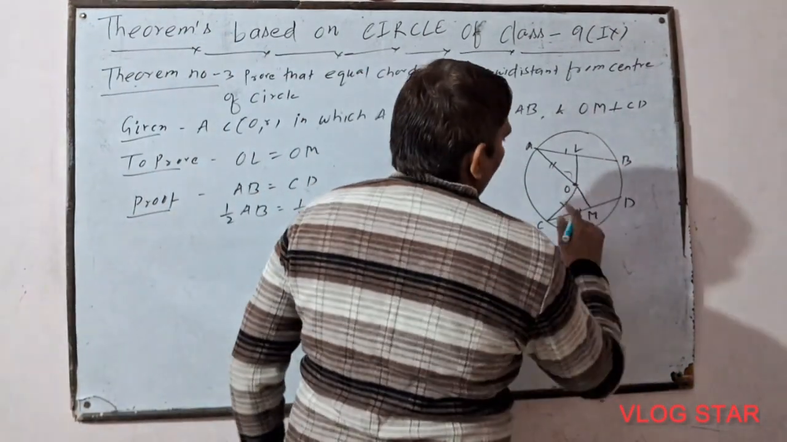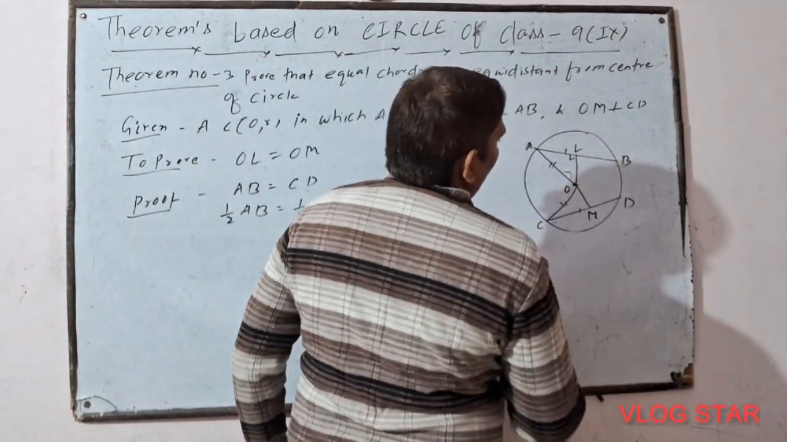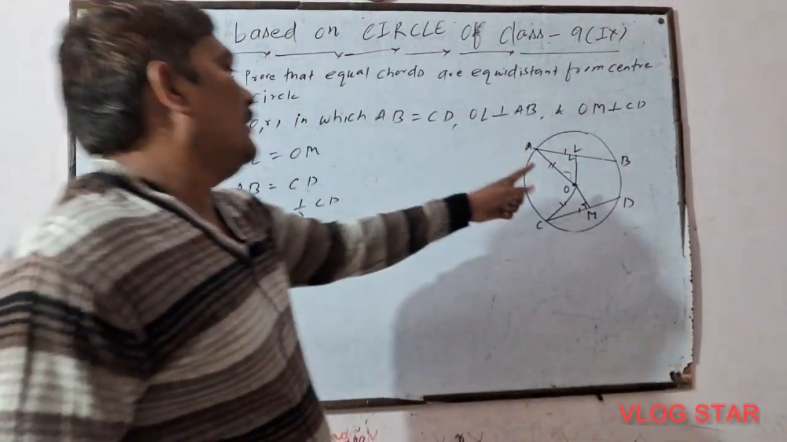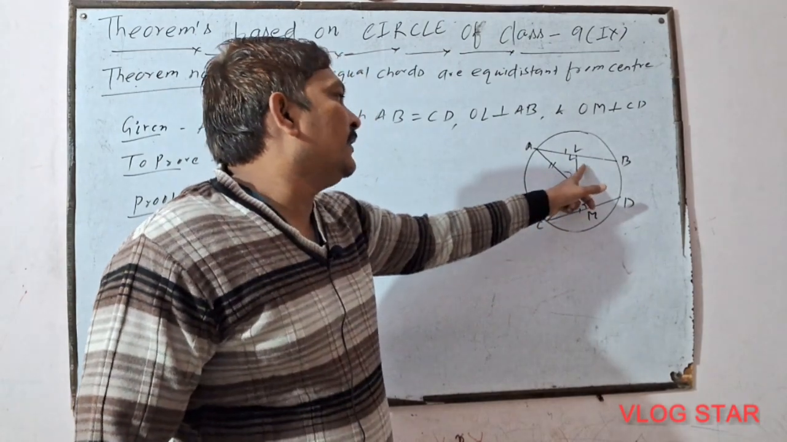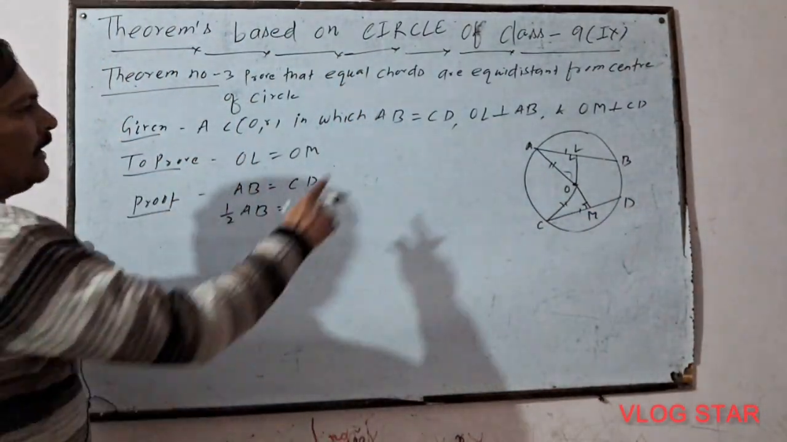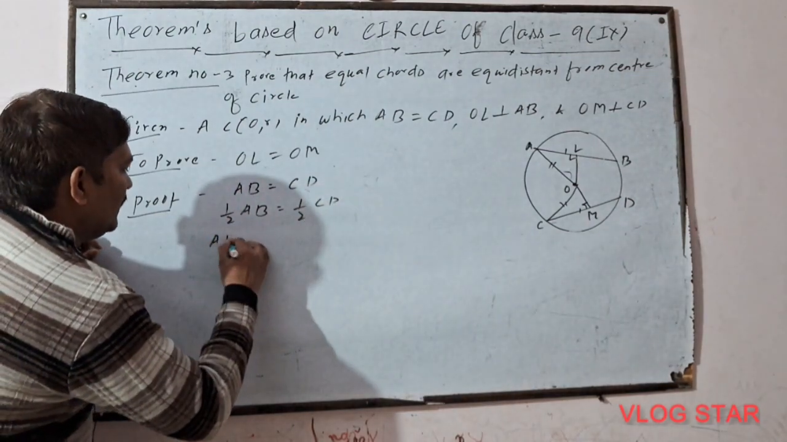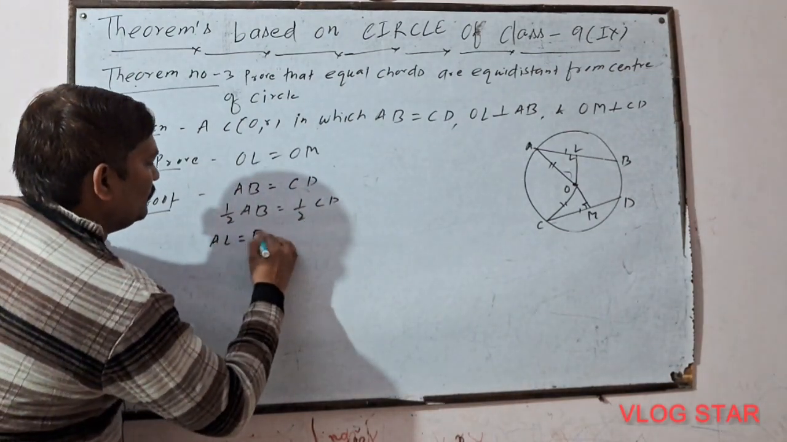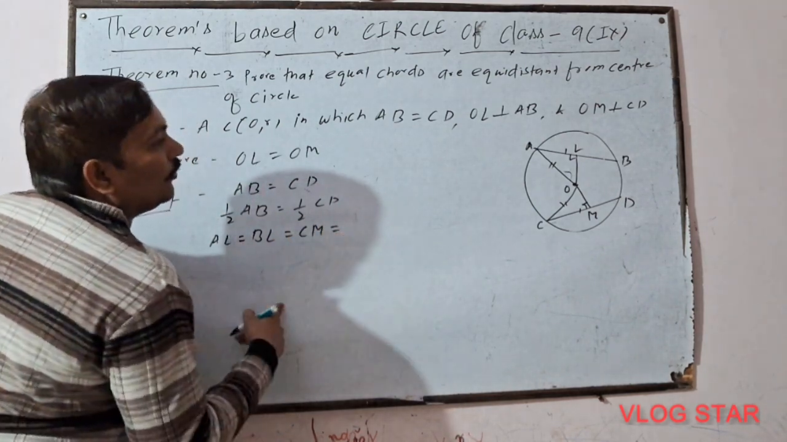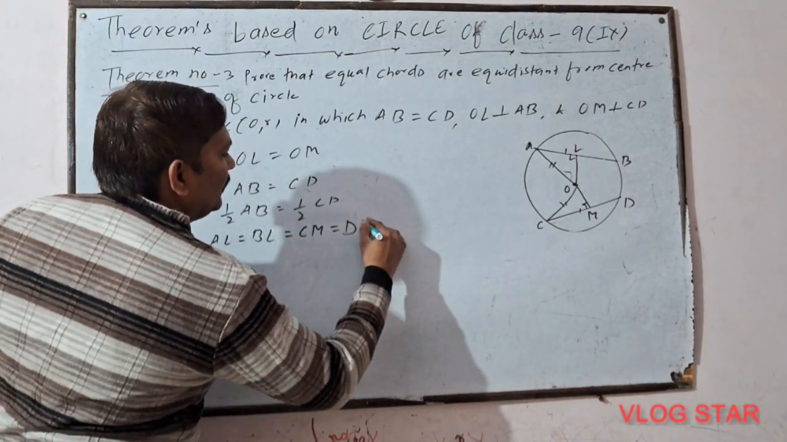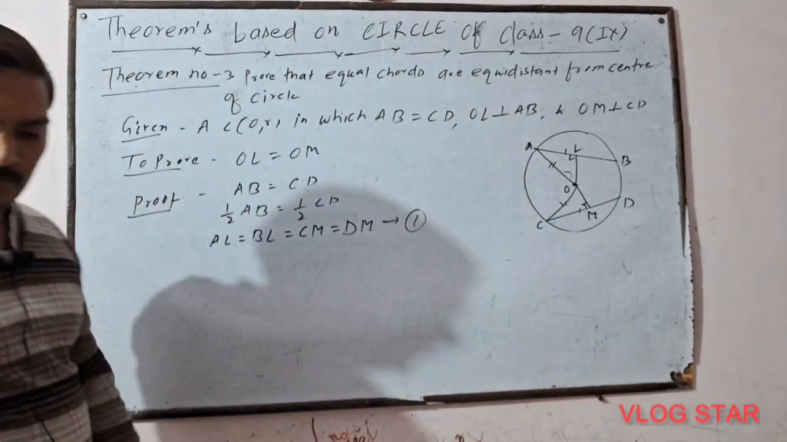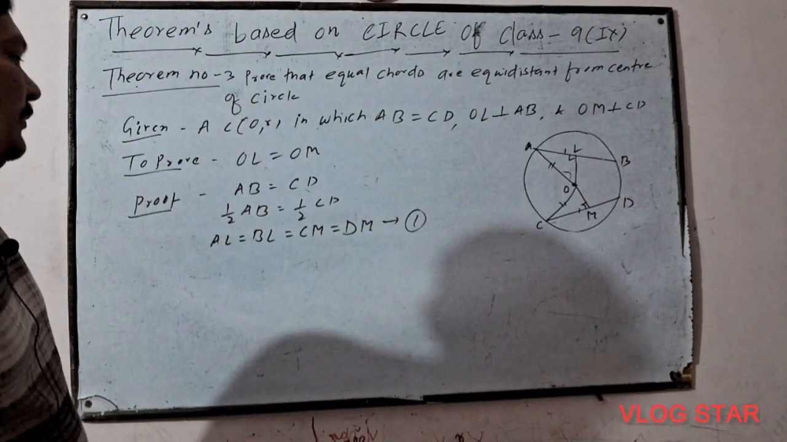Now see, OL is perpendicular to AB and OM is perpendicular to CD. Now perpendicular drawn from center to chord bisects the chord. Therefore we can write half of AB as AL equals BL equals half of CD equals CM equals DM. So CM and DM are equal. This will be equation number 1. I hope there will be no confusion.